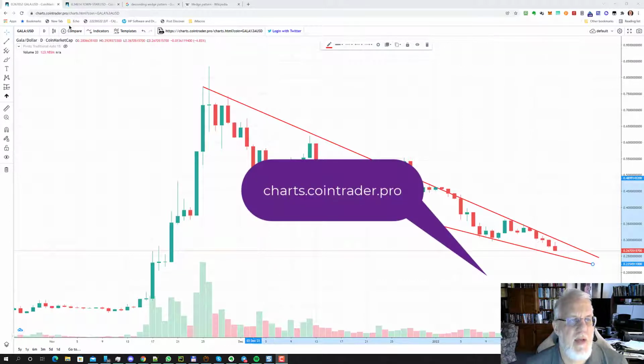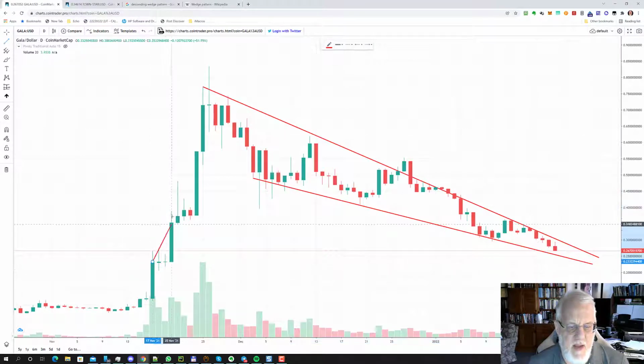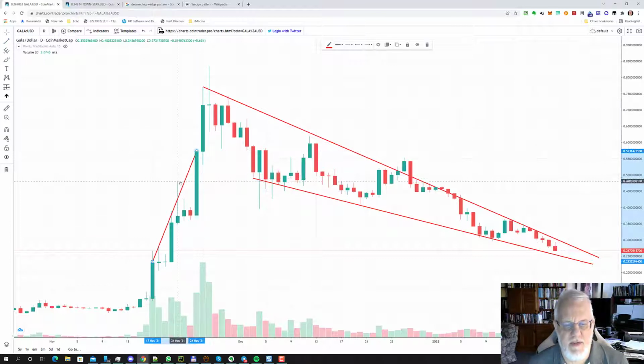So I'm using charts.cointrader.pro to get the charts. This is a free utility for everything I'm doing here. I'm not a charting genius, but using a tool like this, you can get this little tool and draw a line. If you want to connect the tops of these, see, those three almost touch, and that one doesn't quite touch. So you try to draw these lines where there are multiple touches.